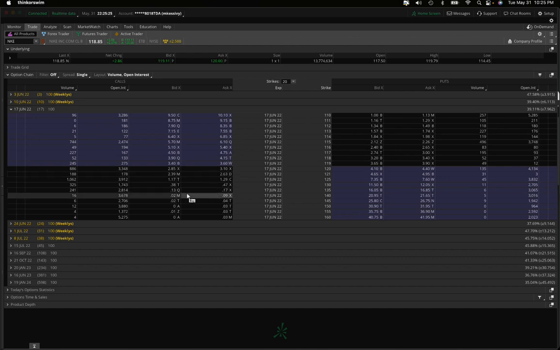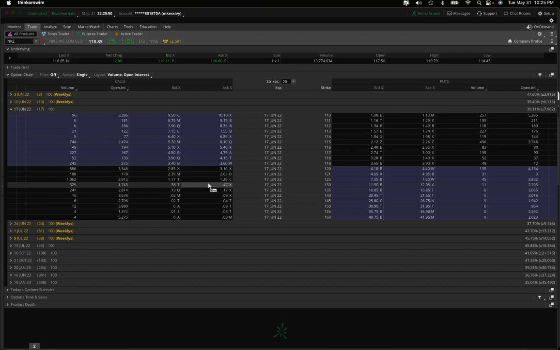So on the left here, you have two columns that are important. You have the volume of the contract and the open interest. You can see the labels up top here. Then you have the bid price and the ask price. So you basically will buy the ask and then sell the bid.